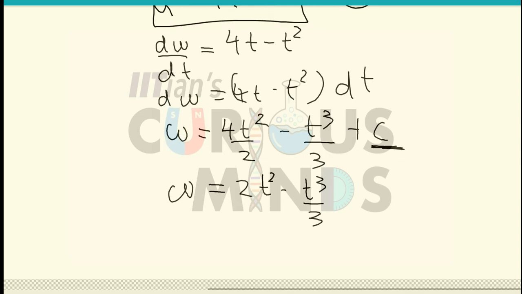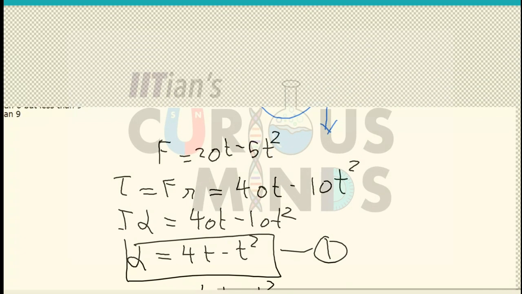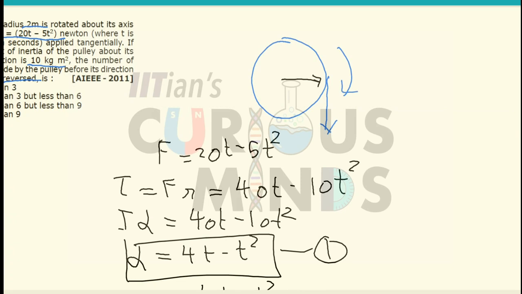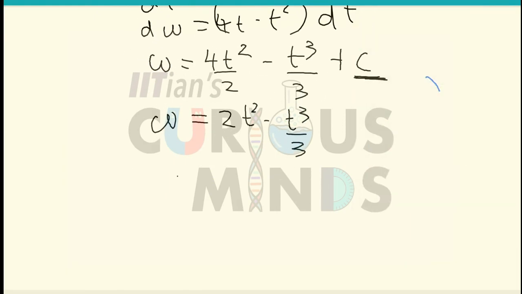Now let us assume that initially it was at 0. We have to find out when the velocity will be reversed. When the velocity of a body is reversed, suppose this pulley is rotating in the clockwise direction. After a certain time, the velocity turns to the anti-clockwise direction. So momentarily it will become 0. Let us find out where the angular velocity becomes 0.